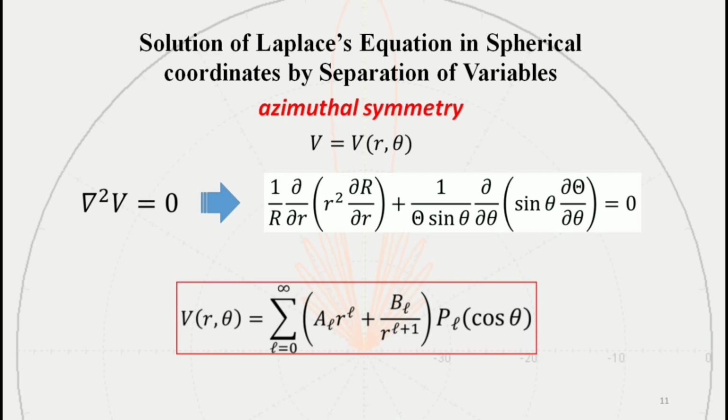Okay, so by azimuthal symmetry, where phi is constant, so d phi equals 0, V is a function of r, theta, and del squared V equals 0 is the Laplace equation. So we have the form here: 1 upon capital R, delta upon delta r of r squared delta R upon delta r, plus 1 upon capital Theta sin theta, delta upon delta theta of sin theta delta capital Theta upon delta theta, equal to 0. Here the required solution is V of r, theta equal to the sum from L equal to 0 to infinity of A_L r to the power L plus B_L upon r to the power L plus 1, times PL cos theta.